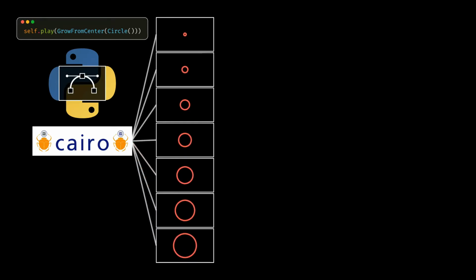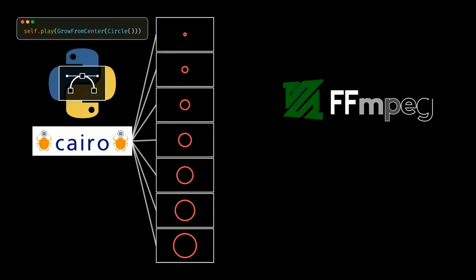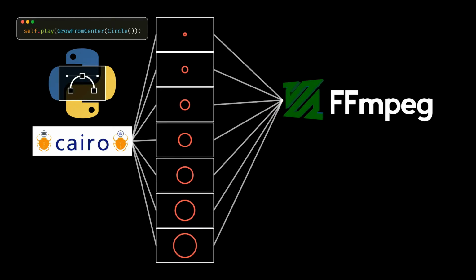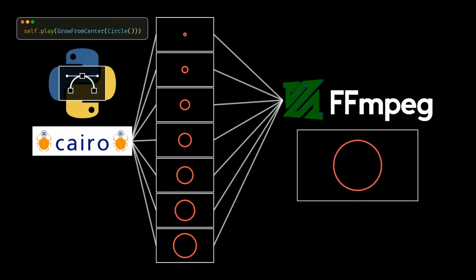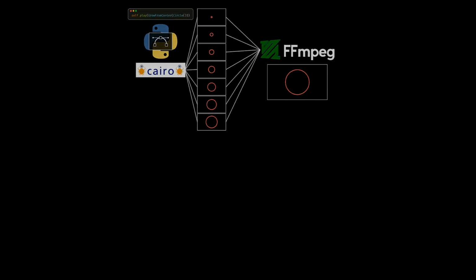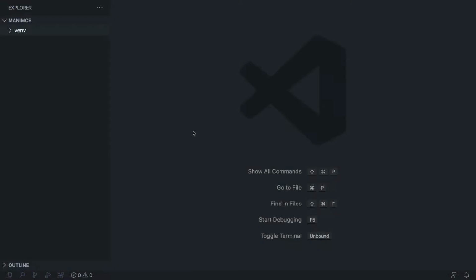At the same time that Cairo generates these images, it sends them to another program called FFmpeg, which concatenates all these images into a video. In general, Manim works in a more complex way, but this way you can get a rough idea of how it works if you want to understand its source code. In this first section we will teach the traditional way of using Manim.